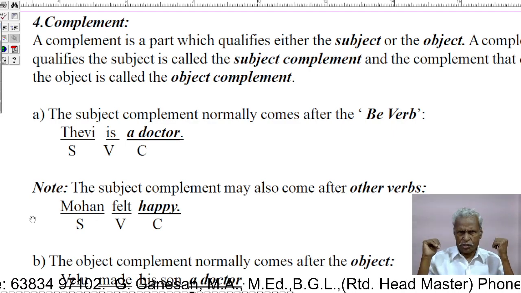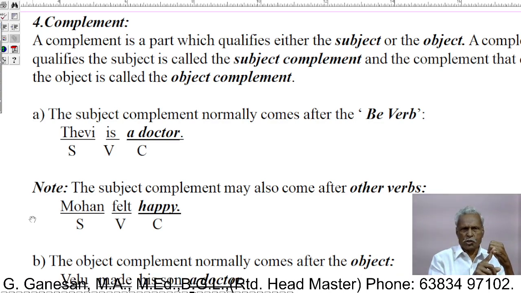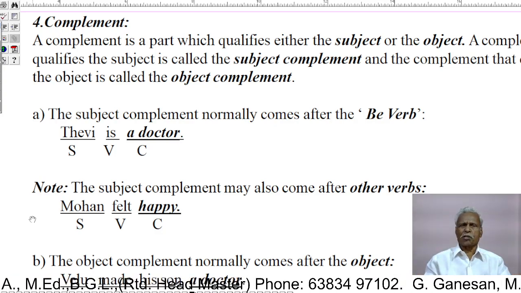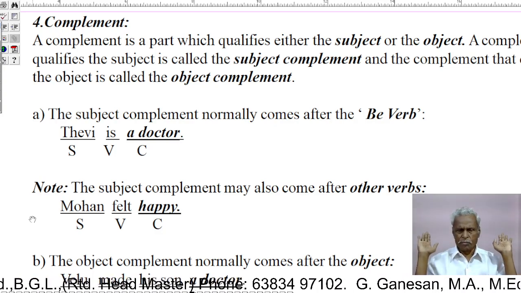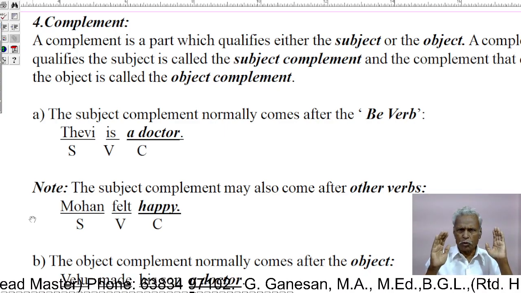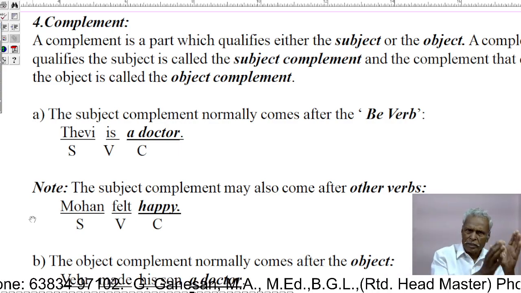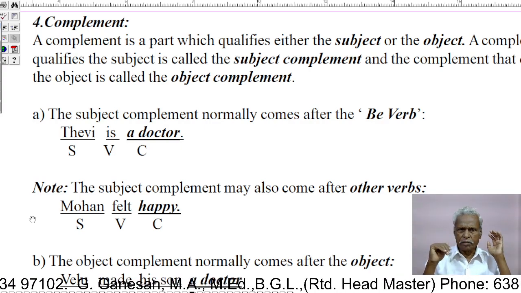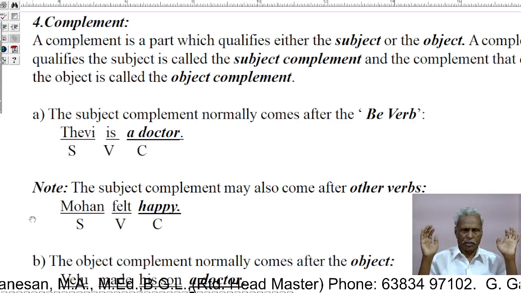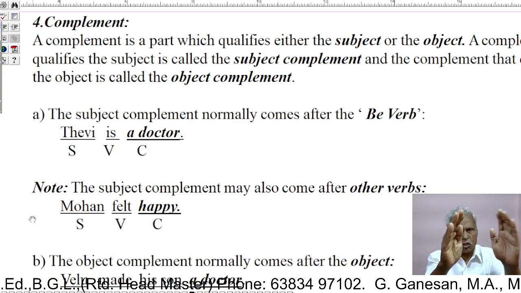What words can be used as complement? Another question. Nouns and adjectives can be used as complements. Now let us see first the subject complement. The subject complement normally comes after the be-verb. Example: Devi is a doctor. Here a doctor qualifies the subject Devi. So a doctor is the subject complement.